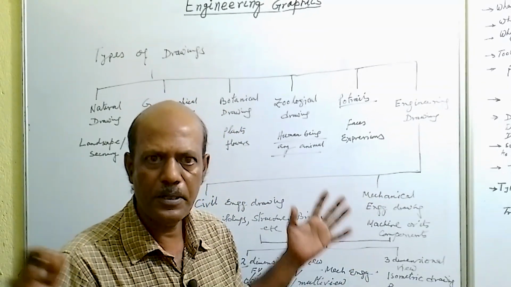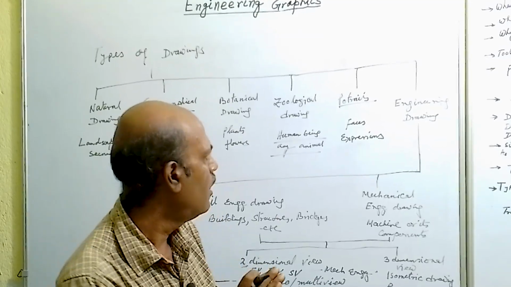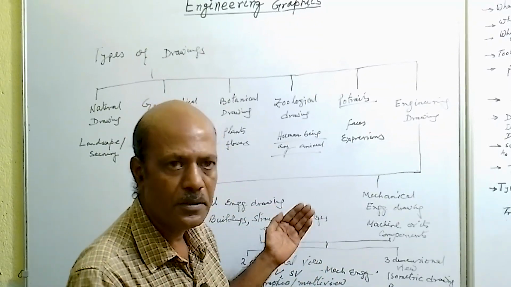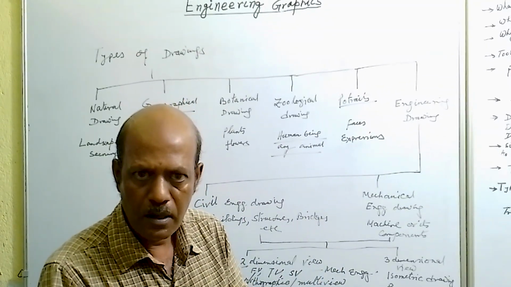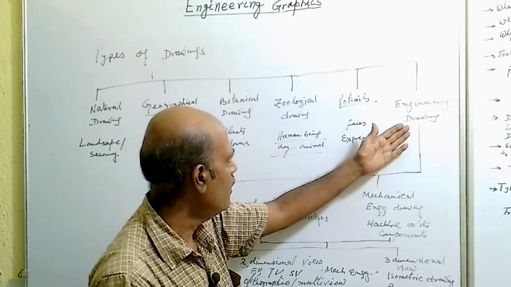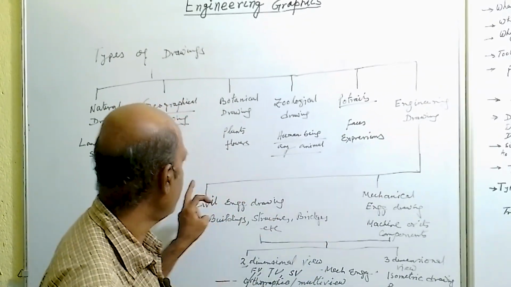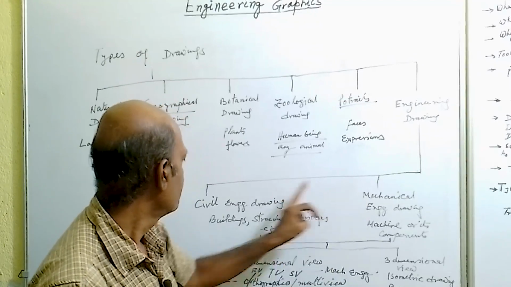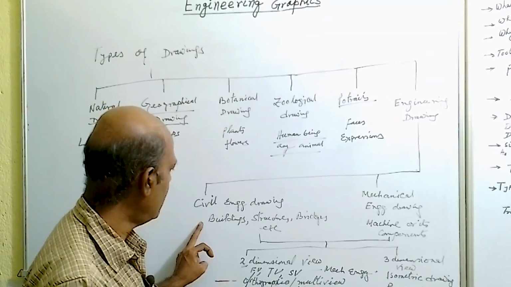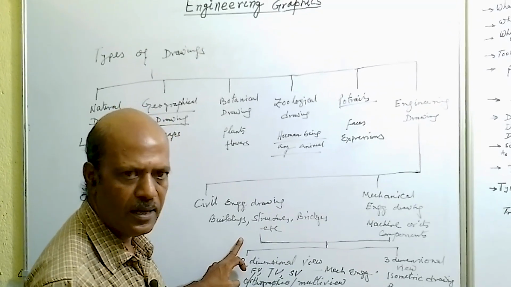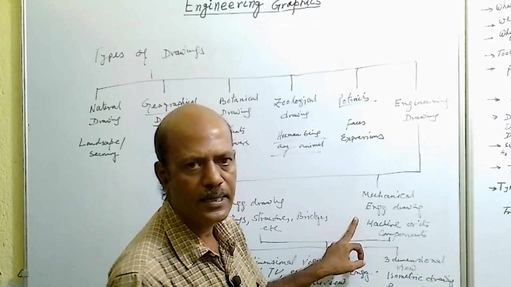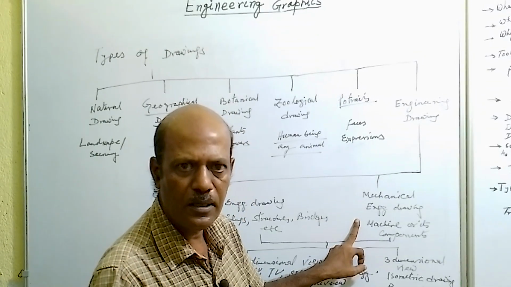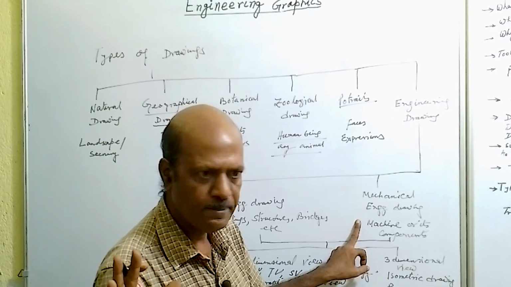The presentation of an object on a sheet of paper as per its shape and size with the help of points, lines, curves and symbols is called engineering drawing. Engineering drawing again is classified into civil engineering drawing and mechanical engineering drawing. Civil engineering drawing is related to mainly buildings, structures, bridges, etc. And mechanical engineering drawing is related to the drawing of various machines or their components.